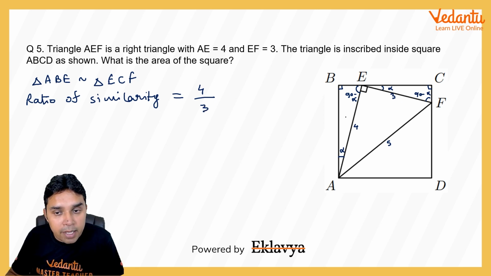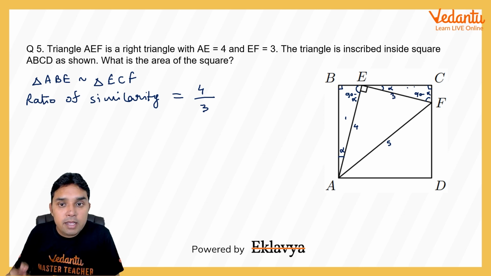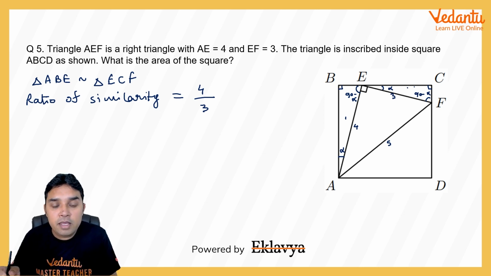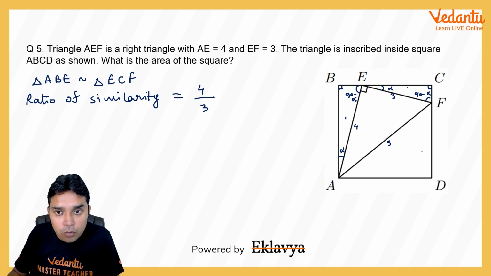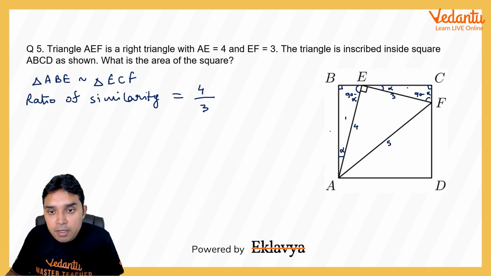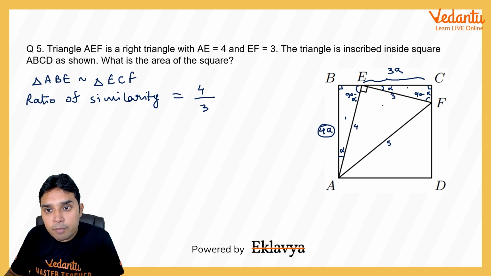So this bigger triangle and this smaller triangle, their corresponding sides will have a ratio of 4:3. So let me take AB as 4A, that is the side of this square. Then I think I can say that side EC will be equal to 3A, isn't it? Because this EC is opposite to 90 minus alpha, and here 4A was also opposite to 90 minus alpha.